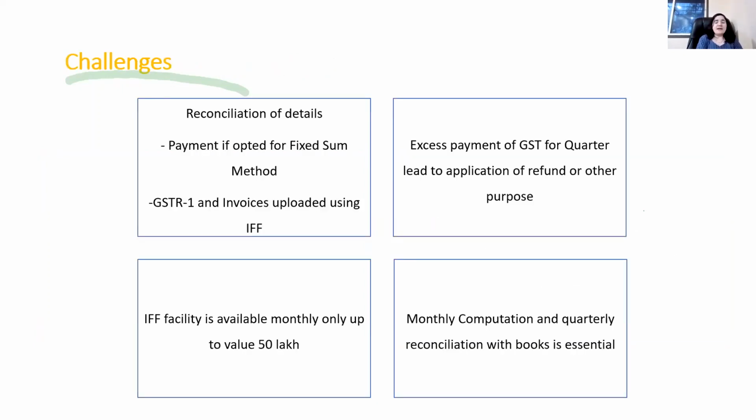Now, challenges and action points from the perspective of the taxpayer who intends to opt for the scheme. First of all, before opting for the scheme, keep in mind that working capital is not going to be saved if you are opting for the fixed sum methodology. Why? Because in the first 2 months, the scheme says that you have to pay 35%. That means you are paying more than 1/3 of the last month's liability in the first month itself.